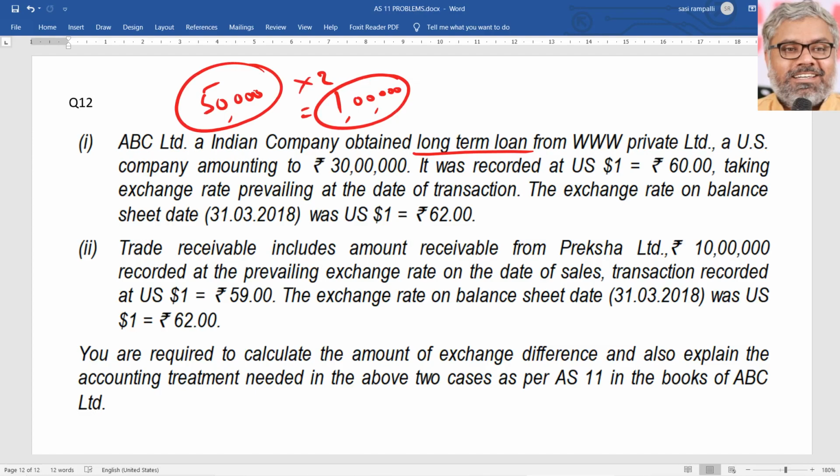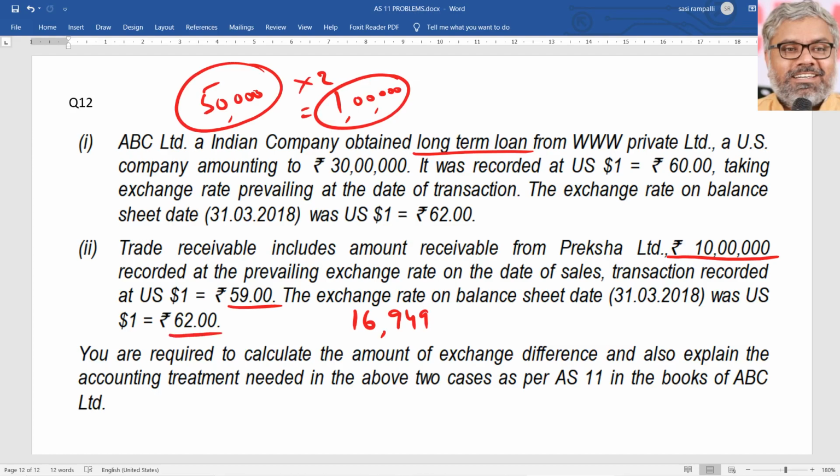Then the second scenario: trade receivable includes an amount receivable from Preksha Limited, 10 lakhs rupees, once again recorded at the prevailing exchange rate on the date of sales. This is in rupees, and the transaction was recorded at 59 rupees per dollar. So first we have to convert that rupees into dollars. 10 lakhs rupees at 59 rupees per dollar, how many dollars would it be? Approximately $16,949. Fine. The exchange rate on the balance sheet date was 62 rupees.